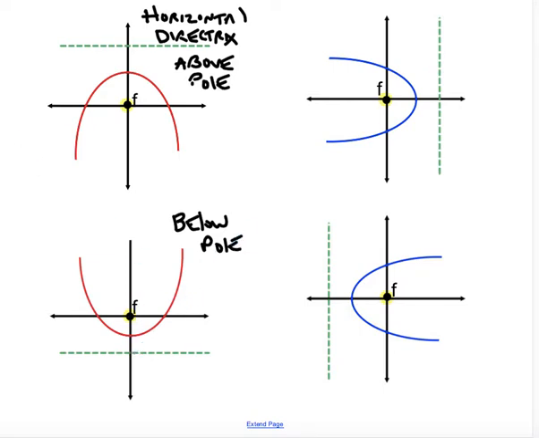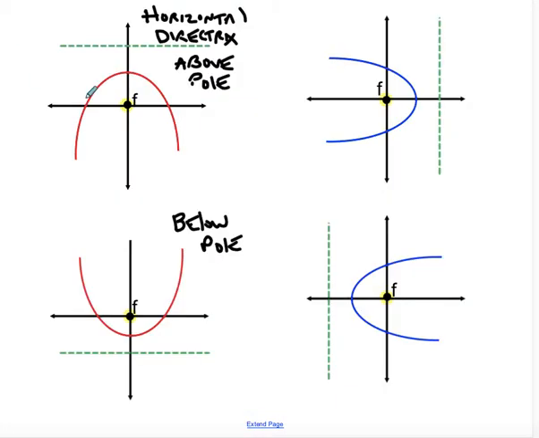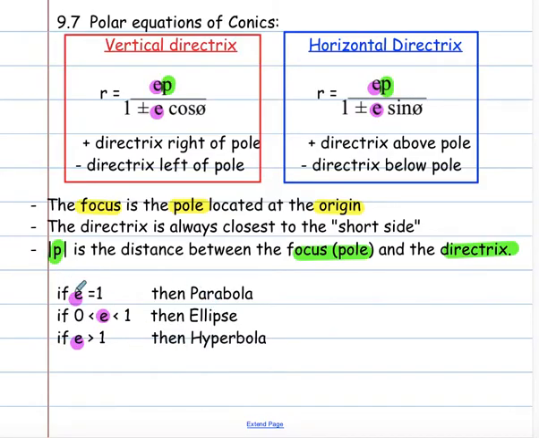So in our equation, here's horizontal directrix. That plus or minus determines whether it's above the pole or below the pole. So that's also going to help determine whether it's opening down or up. And again, for a horizontal directrix parabola, E would have to equal 1. So in this equation right here, if the E value is 1, that's how you know it's a parabola.